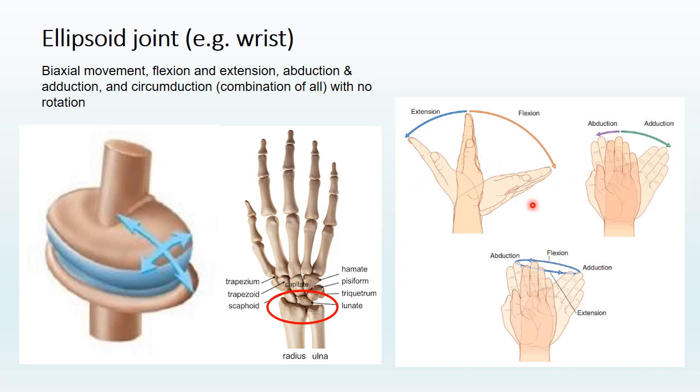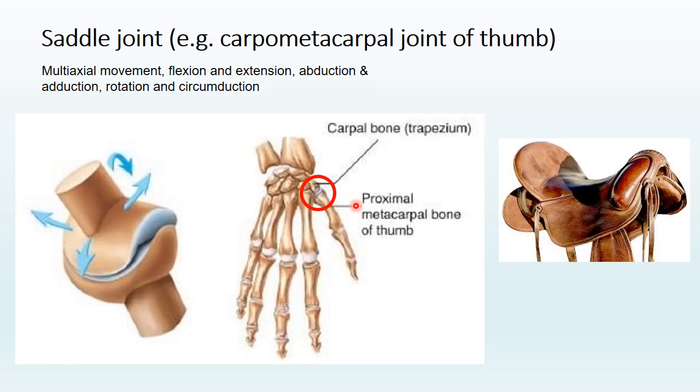At this joint, there's a biaxial movement in terms of flexion, extension, abduction, and adduction with some circumduction. And circumduction again is a combination of flexion and extension plus abduction and adduction. No rotational movement occurs across this joint. Why? Because, if you can imagine, there's no rotational movement between the oval convex surface and the concave surface. This is the ellipsoid joint.